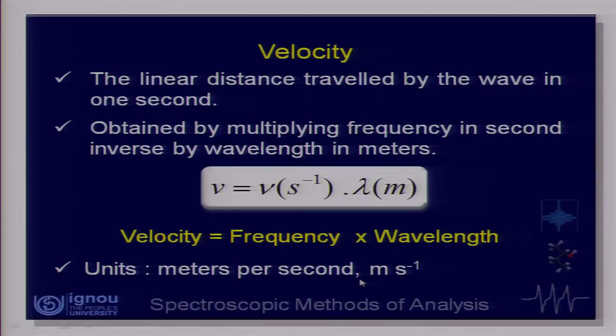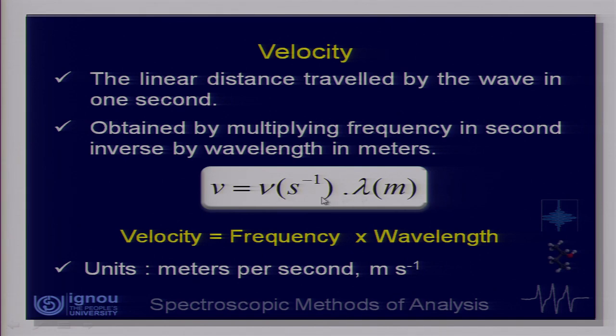Okay. Let us move further and take up yet another characteristic of EM radiation, that happens to be the velocity. Velocity basically refers to the linear distance travelled by the wave in 1 second, that is per unit time. We can obtain velocity by multiplying the frequency of the radiation, which is in terms of second inverse or hertz, by wavelength, which is expressed in meters. So, we have the following expression: V, the velocity of radiation, is equal to nu, the frequency, in units of second inverse, times lambda, in units of meter. That is, velocity is frequency into wavelength. This you must remember, because we will be using that later on.